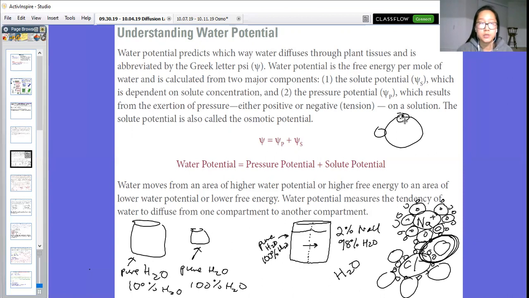So the solute potential is also called the osmotic potential. And this is the formula that we use that was explained up here, right? It says that water potential is pressure potential plus solute potential. And if pressure potential is always 0, then in our calculations, water potential always equals solute potential. Water moves from an area of high water potential, or higher free energy, to an area of lower water potential, or lower free energy. Water potential measures the tendency of water to diffuse from one compartment to another.